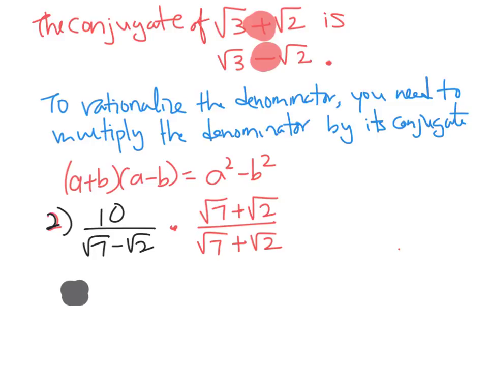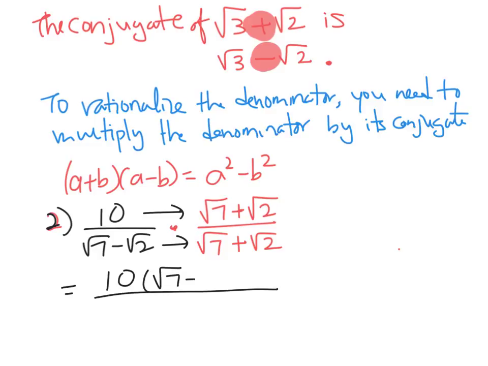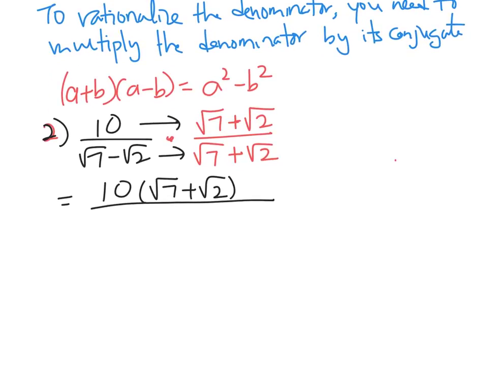That equals, we're going to multiply everything on the top and everything on the bottom, okay? So that would be a big fraction bar here, and then 10 times square root of 7 plus square root of 2, okay? I need more space. And at the bottom is going to be square root of 7 minus square root of 2 times square root of 7 plus square root of 2.